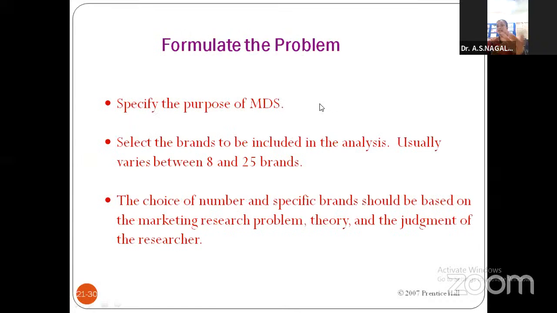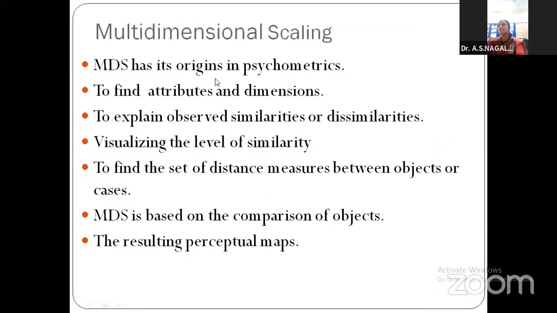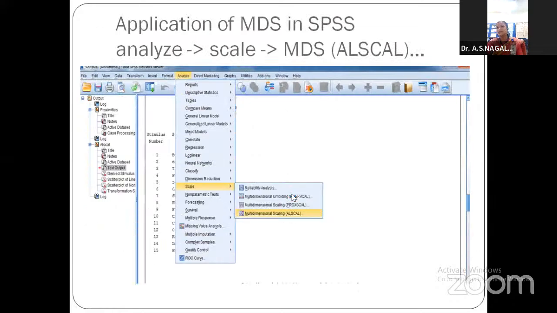Here it's an example, actually. MDS originated in the psychographic method. Here attributes and dimensions are very important. Attributes are the qualitative measures, which you are going to quantify. Here we observe similarity and dissimilarity among the variables you choose, and you visualize the level of similarity, how near they are. You find the distance measures between objects and cases. MDS is just a comparison of objects and it results in a perceptual map.